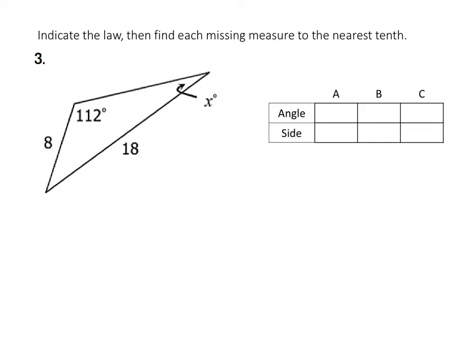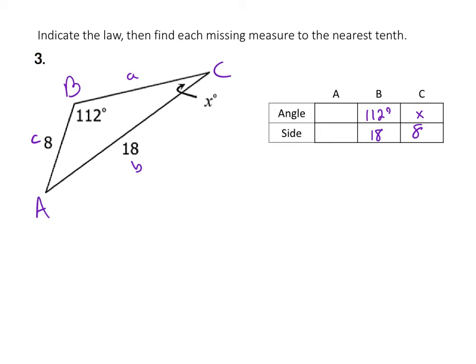So normal labeling system here. A, B, C. Now sides, side A, side B, side C. All right, we have angle B, side B, and side C, and we're looking for angle C. So we're not going to really use the A part of our table at all. Angle B is 112 degrees. Angle C is X degrees, but we'll just leave it as an X for now. Side B is 18, and side C is 8.